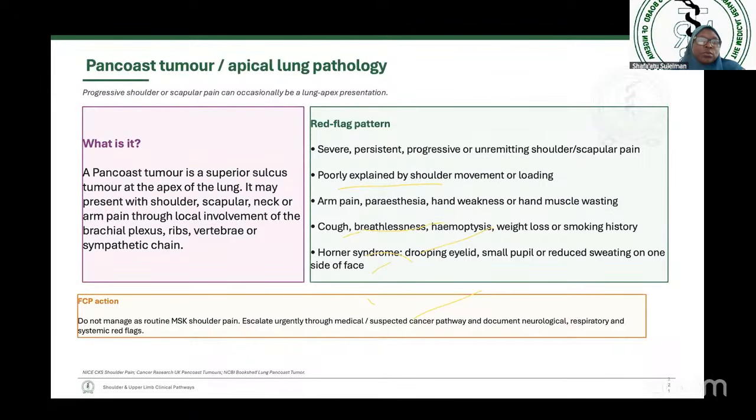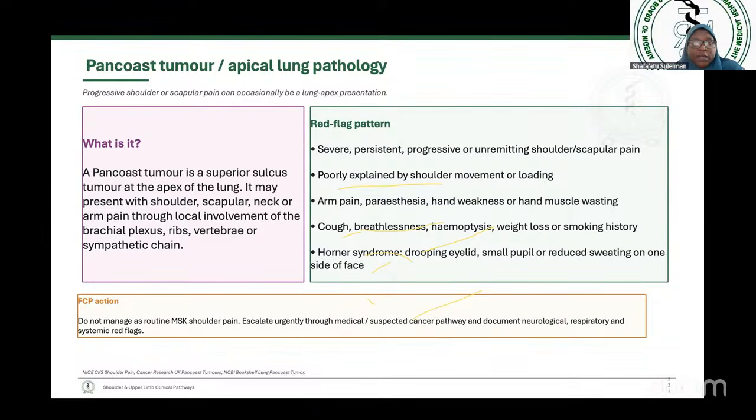So with this, we move to another serious shoulder mimic, the Pancoast tumor, an apical lung pathology. It's a progressive shoulder or scapular pain, which can occasionally be a lung apex presentation. A Pancoast tumor is a superior sulcus tumor at the apex of the lung, and it may present with shoulder pain, scapular pain, neck or arm pain, through local involvement of the brachial plexus, the ribs, the vertebra, or the sympathetic chain. What are the red flags to spot?